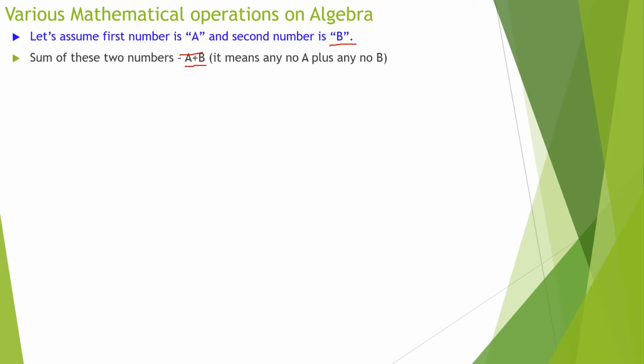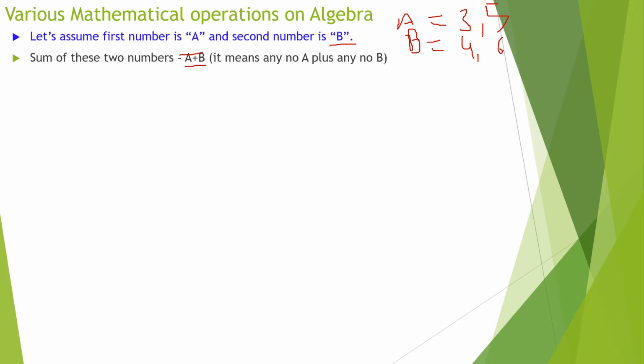Let's assume A is equal to 3 and B is equal to 4. A plus B means 3 plus 4 equal to 7. Now we can also say A is equal to 5 and B is equal to, let's say, 6. What will be the value? 5 plus 6 is equal to 11.